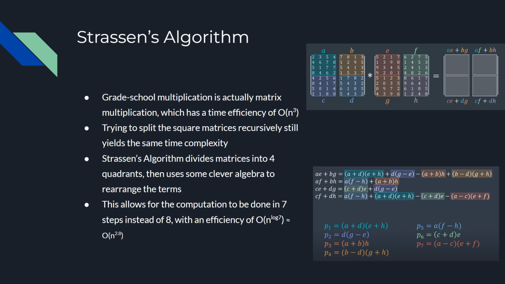Strassen's algorithm uses the exact same concept as large integer multiplication, using some algebraic manipulation to rearrange the terms such that we only have to do 7 computations instead of 8 computations. So instead of a time efficiency of O of n cubed, we get something close to O of n to the power of 2.8. Once again, even though this doesn't seem like much, once we get to very, very large matrix sizes, we can see a huge improvement in runtime and efficiency.